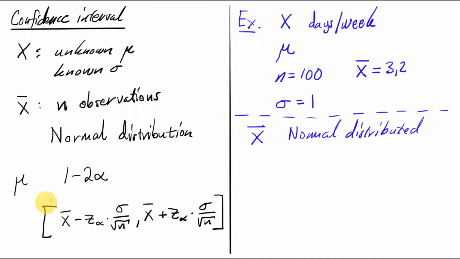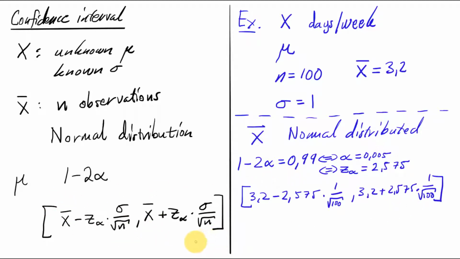And that means that we can use this confidence interval here. Let's say we want to be 99% sure. That means that 1 minus 2 alpha is equal to 0.99. And that means that alpha is equal to 0.005. And the table then gives us that set alpha is equal to 2.575. If we put this in the confidence interval, we get this confidence interval, which simplifies to this.